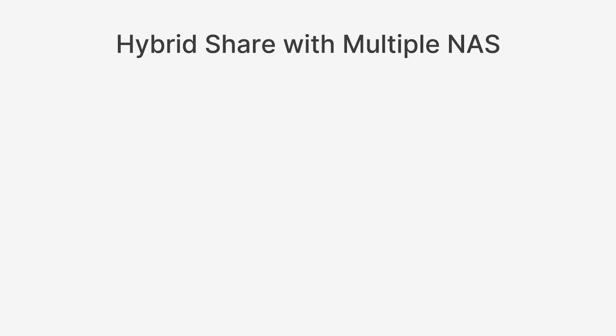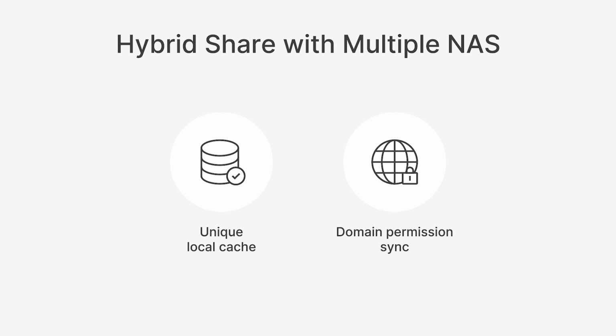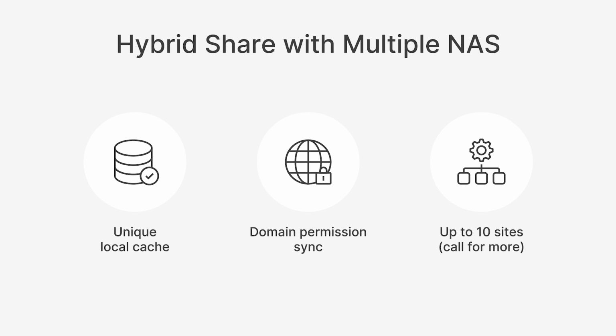HybridShare allows you to synchronize with multiple Synology NAS units. This means that each Synology NAS unit can have a unique local cache, meaning that every location has access to files that are the most important to them. We can also synchronize permissions for each Synology HybridShare folder across all of our locations. Lastly, HybridShare supports up to 10 Synology NAS units getting access to the same HybridShare folder.